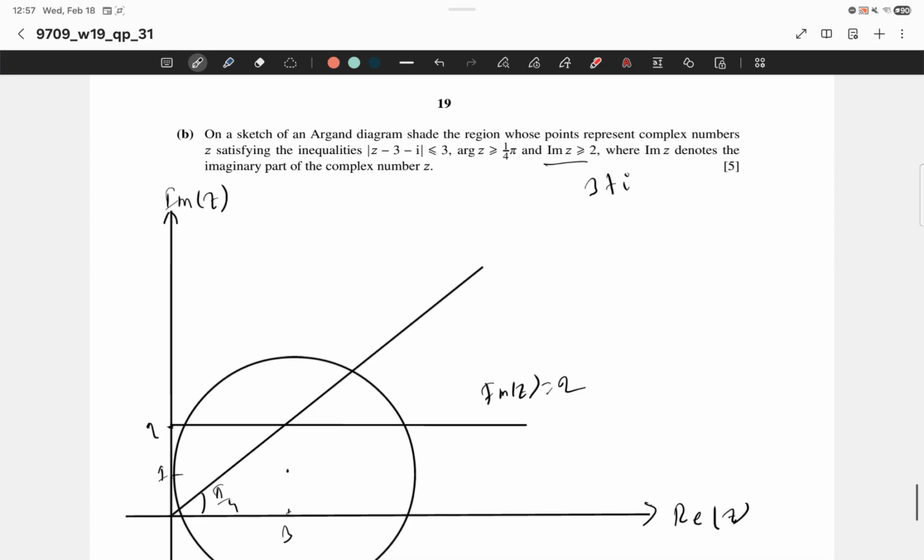Which region should we shade? So for the circle, it should be inside the circle. Okay. Like I don't know which area I should shade, whether it should be less than pi by 4, like this region, or greater than or equal to 2, this region. I'm not sure. I don't know why, but yeah, the mark scheme says shade this. I would have shaded this actually.